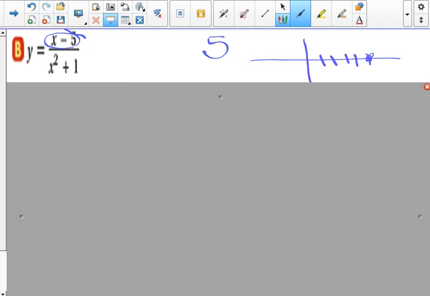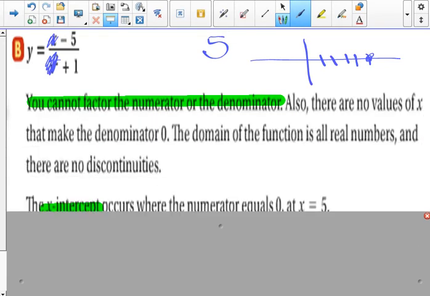All right, now let's talk about the y-intercept. Let's turn all of these x's to zeros. So this goes away, and this goes away when you turn that to 0. So we're left with negative 5 over 1, which is just what? Negative 5. So our y-intercept is negative 5.